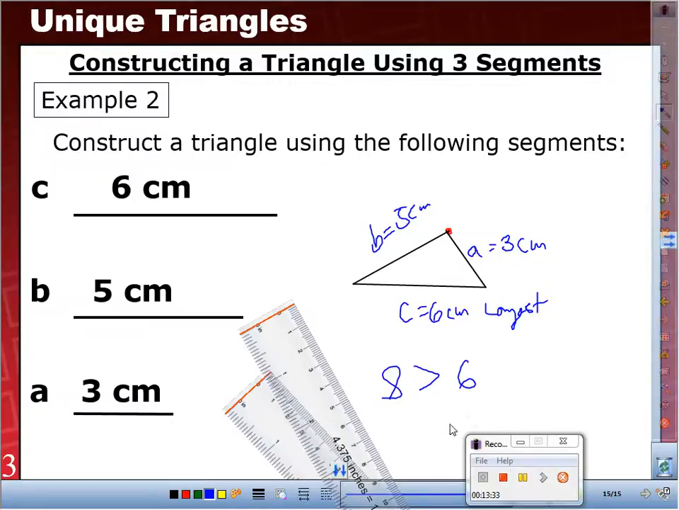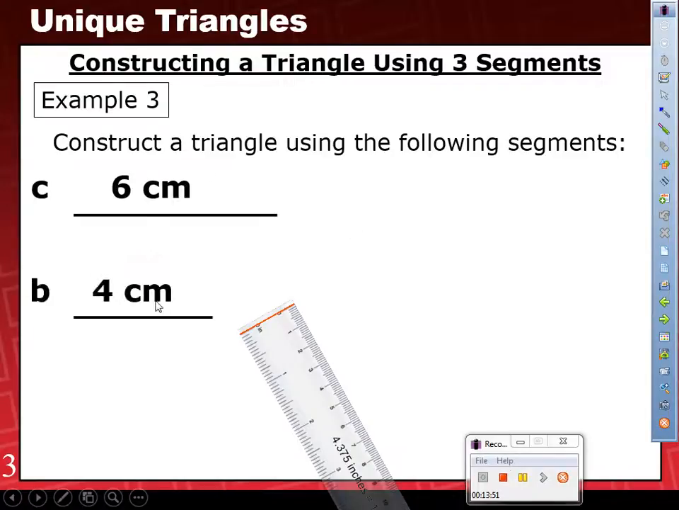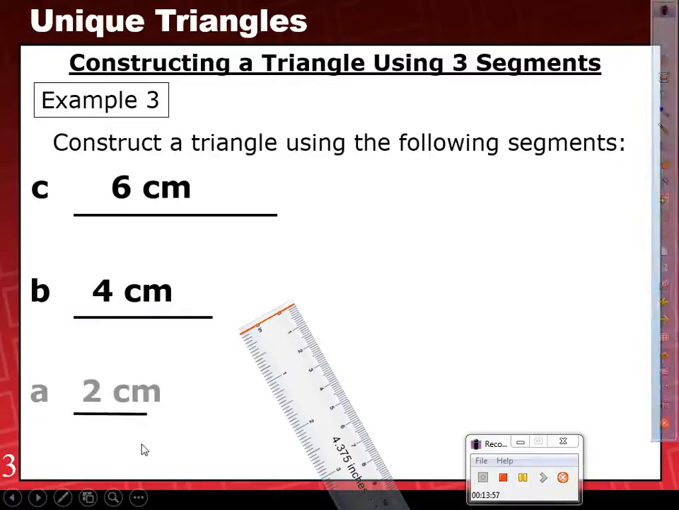Hands up if you need more time. Okay. All right. So we got a second one done. Let's do another one. Here we go. Take your ruler, example 3, and I want you to construct a triangle with measurements 6 for C, 4 for B, and 2 for A. See what you can get.